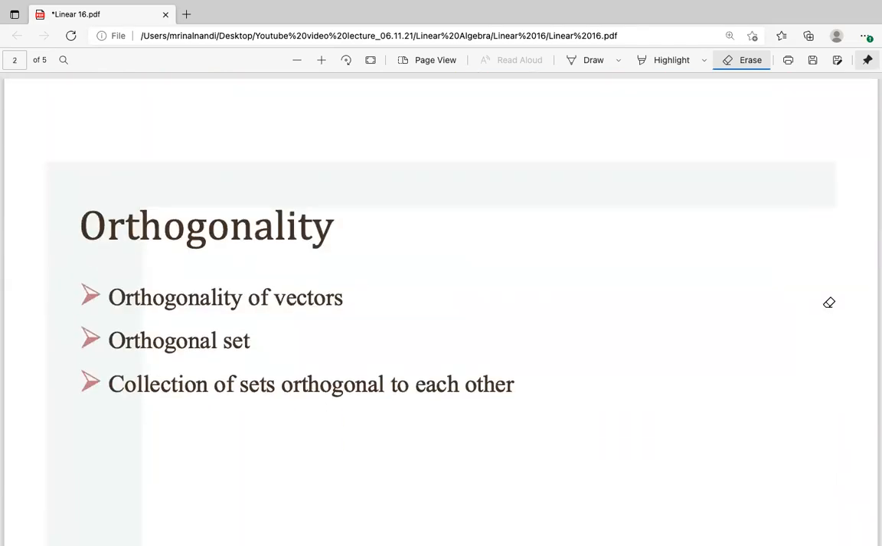So we saw in the last class the idea of angle in an inner product space. If V is a normed linear space, so it is a vector space with a norm and an inner product, then the norm actually gives the distance and the inner product gives the angle.